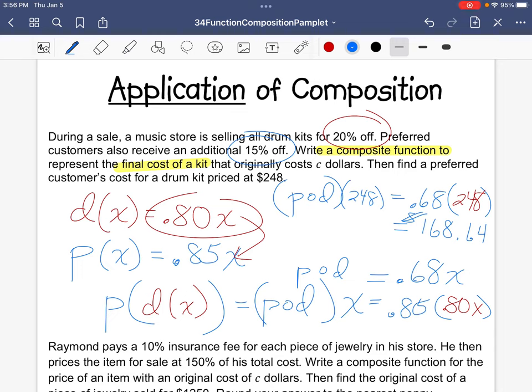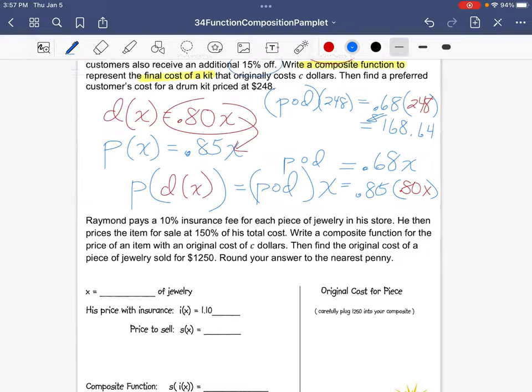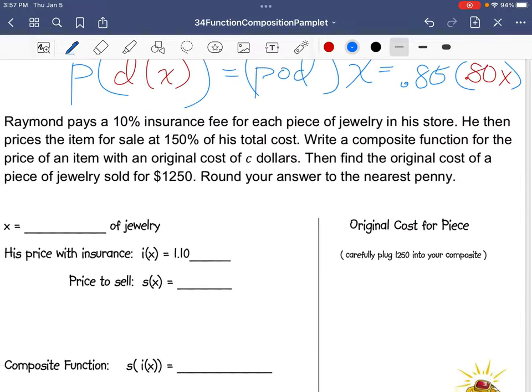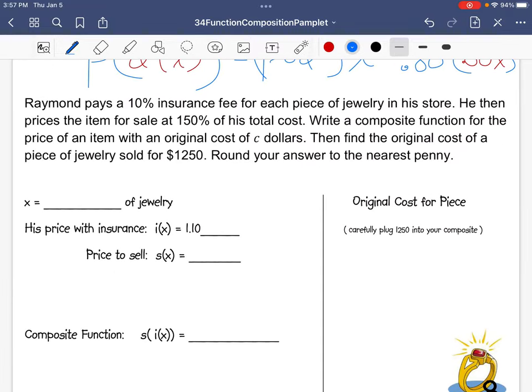168. Saved nearly $80. So interesting. Seeing hopefully how function composition can be used when there's like a double discount. Let's do a problem that's kind of similar. It has to do with discounts and such.